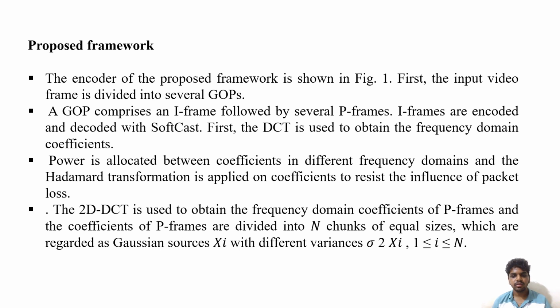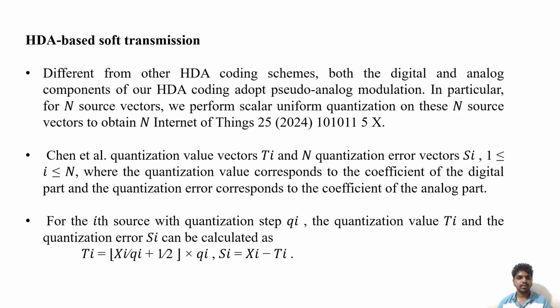First, the DCT is used to obtain the frequency domain coefficients. Power is allocated between coefficients in different frequency domains and the ADMA transformation is applied on the coefficients to resist the influence of packet loss. The 2D DCT is used to obtain the frequency domain coefficients of P frames, and the coefficients of P frames are divided into n chunks of equal size, which are regarded as Gaussian sources with different variances.